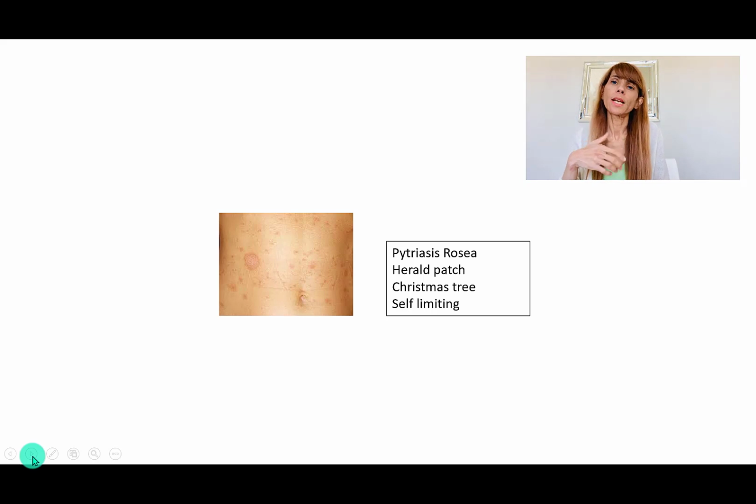Pityriasis rosea is basically a herald patch plaque which is present on the skin, and then there are small additional lesions, and it's a Christmas tree pattern. So the whole point of this is just to remember to recognize it. There's nothing more to do. It's a very self-limiting condition.